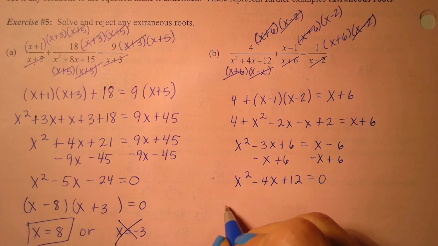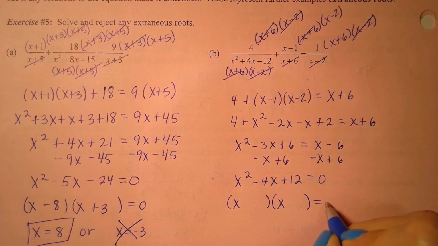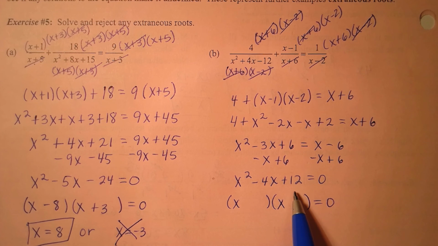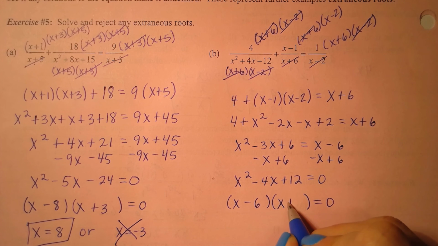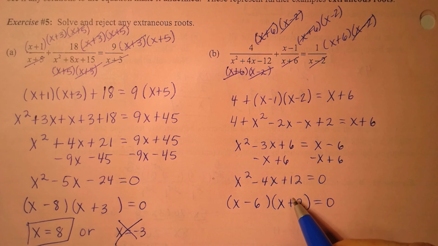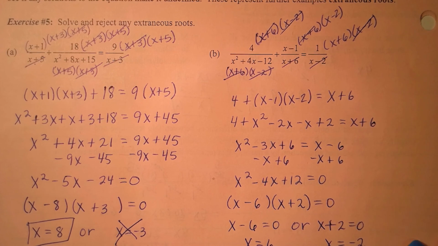Now we need to factor. We need an x and an x, and two numbers that have a product of 12 and a sum of negative 4. Negative 6 times negative 2 is 12, and negative 6 plus negative 2 is negative 8. Negative 6 times 2 is negative 12. So negative 6 and negative 2 work: x minus 6 equals 0 or x plus 2 equals 0, which means that x has to be 6 or x has to be negative 2.